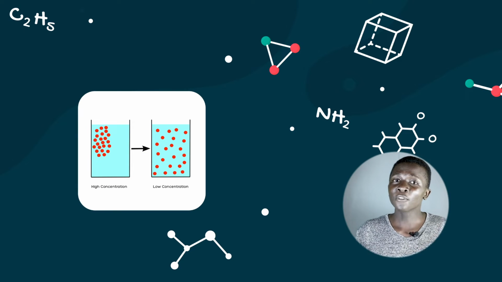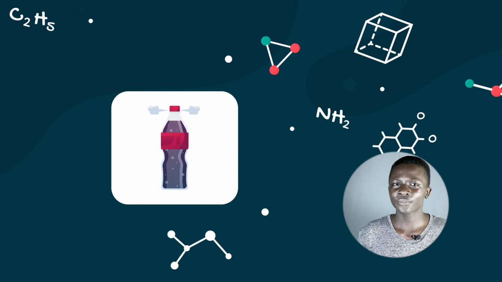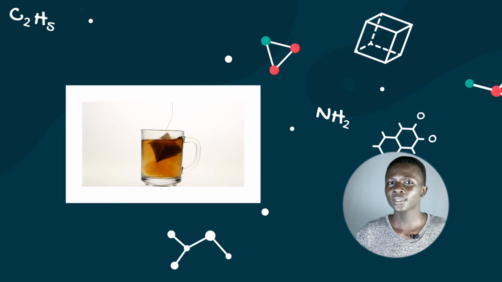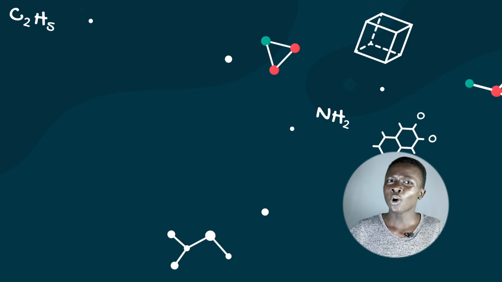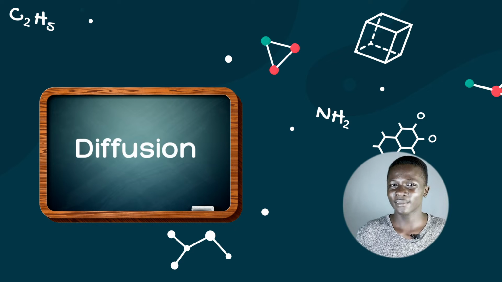This is simply the movement of particles from a place of high concentration to a place of low concentration. Examples include opening soda or cold drink bottles, and the carbon dioxide diffuses into the atmosphere. Dipping tea bags in hot water will diffuse the tea in hot water. Small dust particles or smoke diffuse. Diffusion can occur in liquids and gases but not solids.